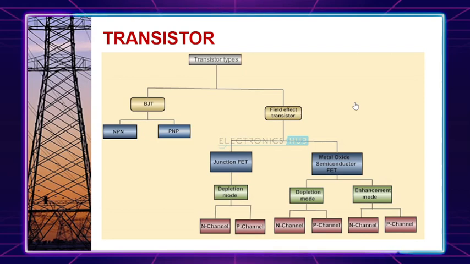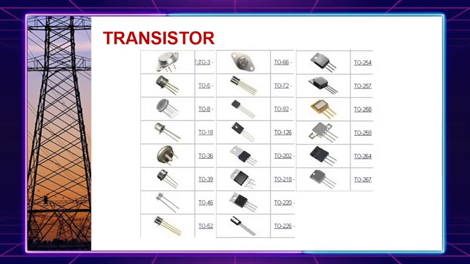Under BJT, we have the NPN or PNP type: the negative, positive, negative, or the PNP, the positive, negative, positive. The field effect transistor can be classified into two types: the junction FET or the metal oxide semiconductor field effect transistor, the MOSFET. So that's how we have a variety of transistors, just like other components. This is the actual transistors with a corresponding value.